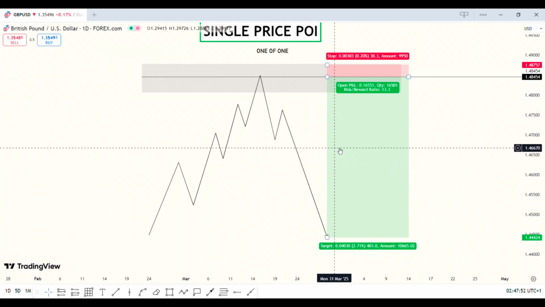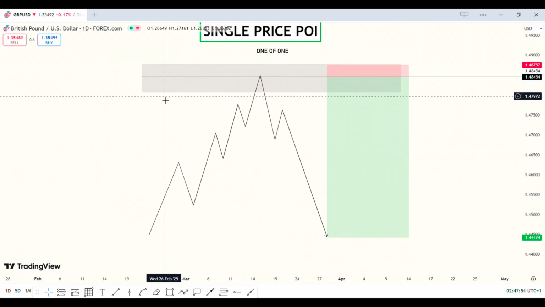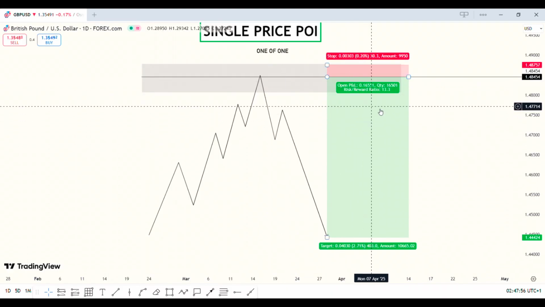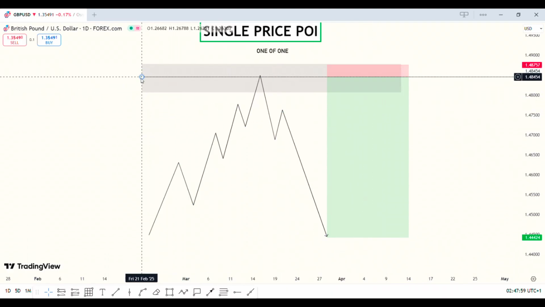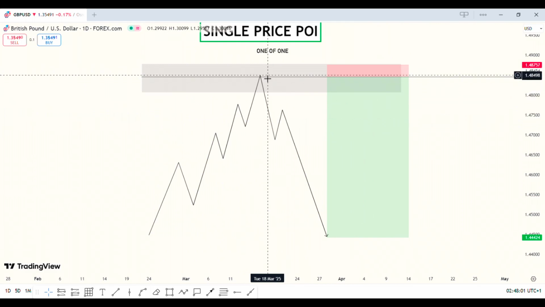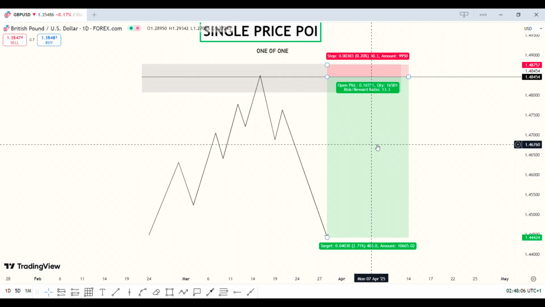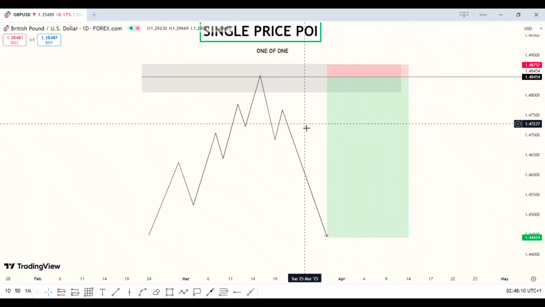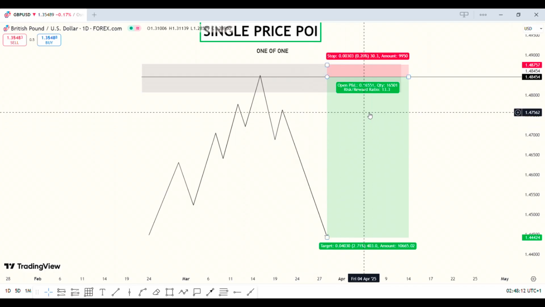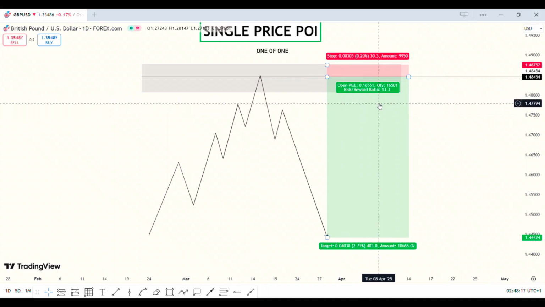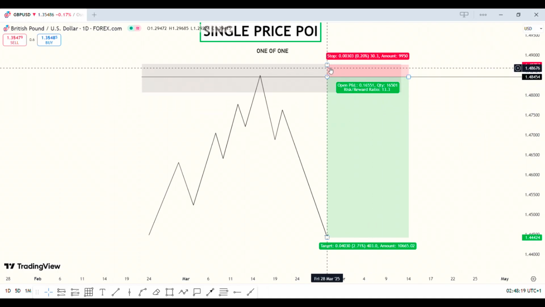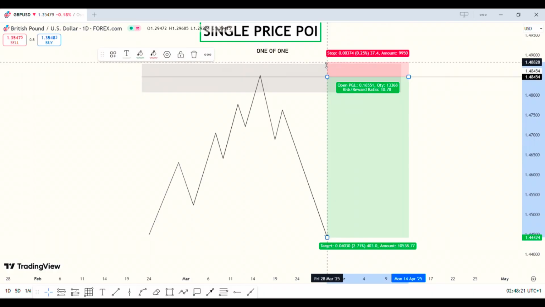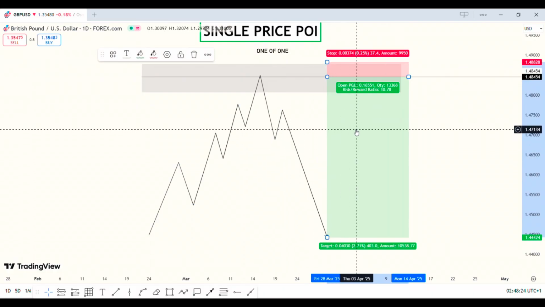So in this case, we have managed to refine our entry from this entire zone to a specific price inside of that zone. The advantage is we are going to be getting a more precise entry, like I said before, and we are also going to be having a bigger risk to reward. So this is definitely going to improve your trading.